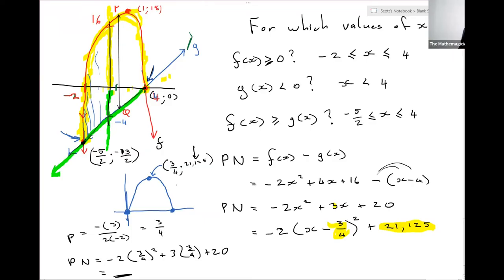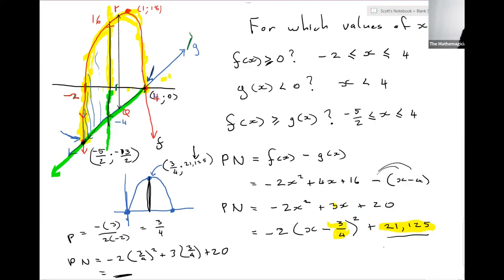Yes, good, Miriam. The reason being, guys, is because what is a turning point? It's your axis of symmetry and the biggest value that it can possibly be, or the minimum, depending on the question. But now, what does this mean? It means that PQ at its maximum is going to be 21 1/8 units.